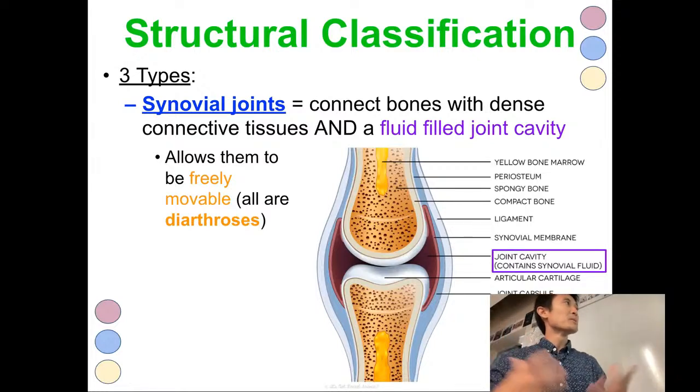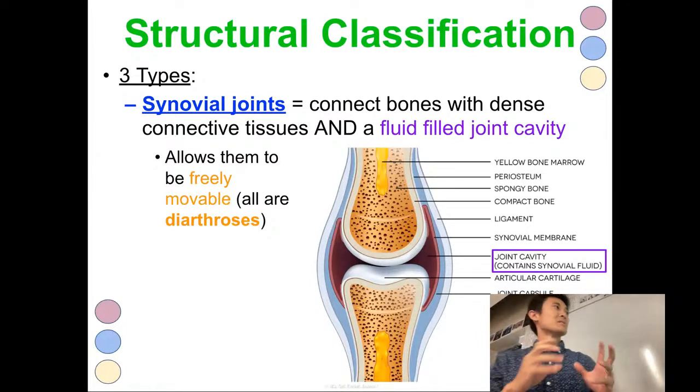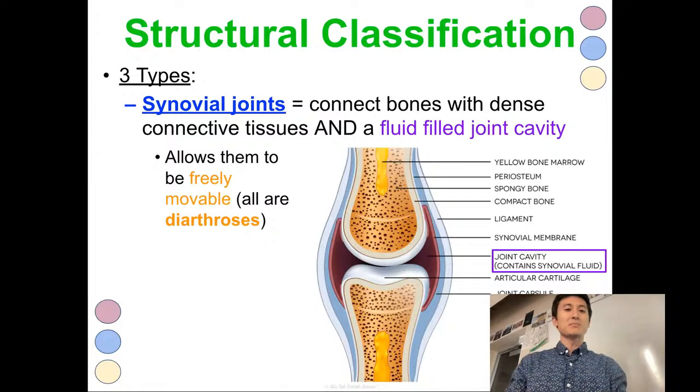It's the most mobile. It's called synovial because there's a fluid cavity. There's a hole in the joint that has fluid inside of it. These are the joints that you can crack. They make a little cracking noise. Although actually you can crack your back. So yeah, a lot of your joints you can crack because there's some fluid inside of there, so some gas bubbles.